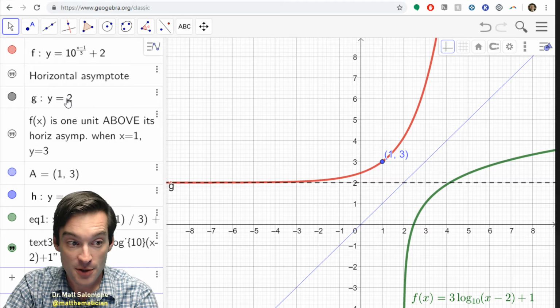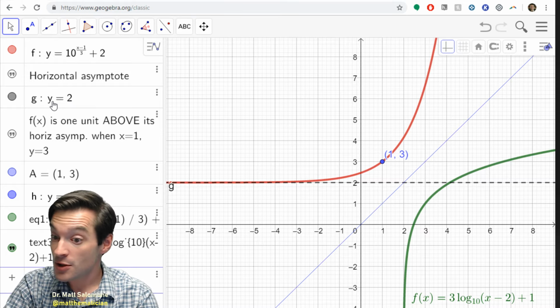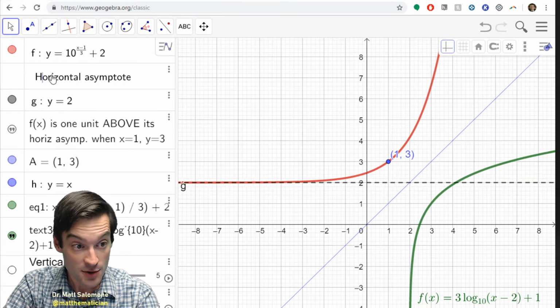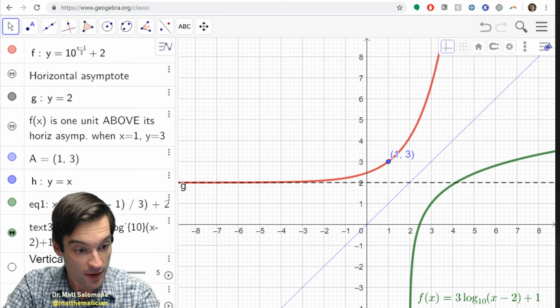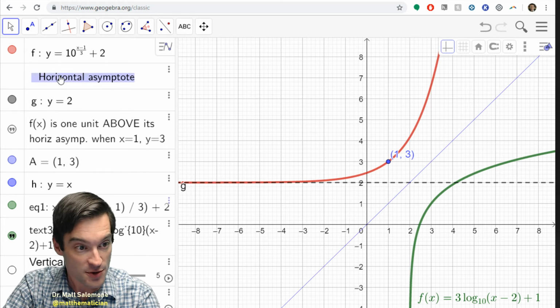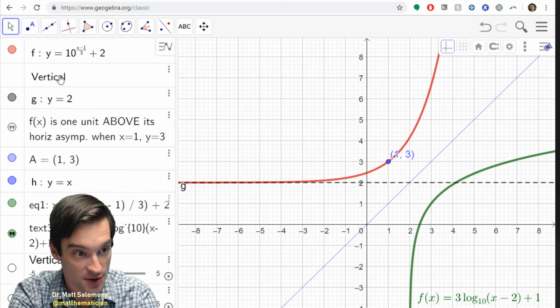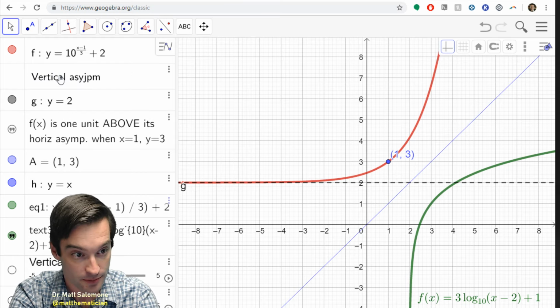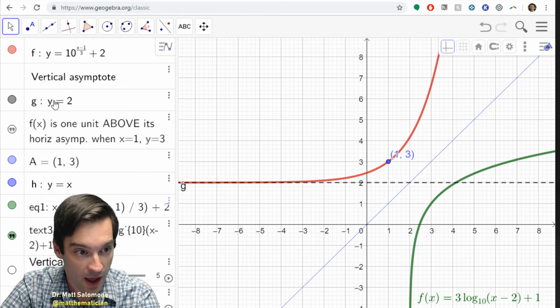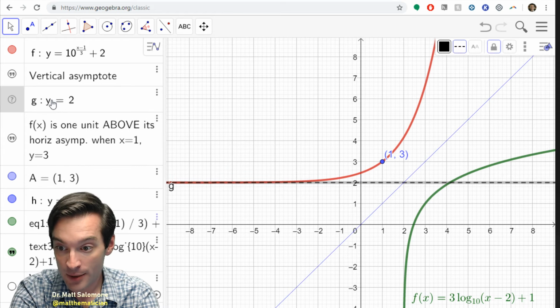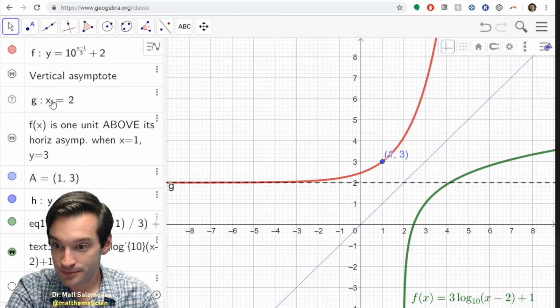And the vertical asymptote's equation is going to be the same as the original horizontal asymptote's equation, just with y's replaced with x's. So where my original function had a horizontal asymptote, the new function, the inverse, has a vertical asymptote. And the equation for the vertical asymptote is not y equals 2, but x equals 2.